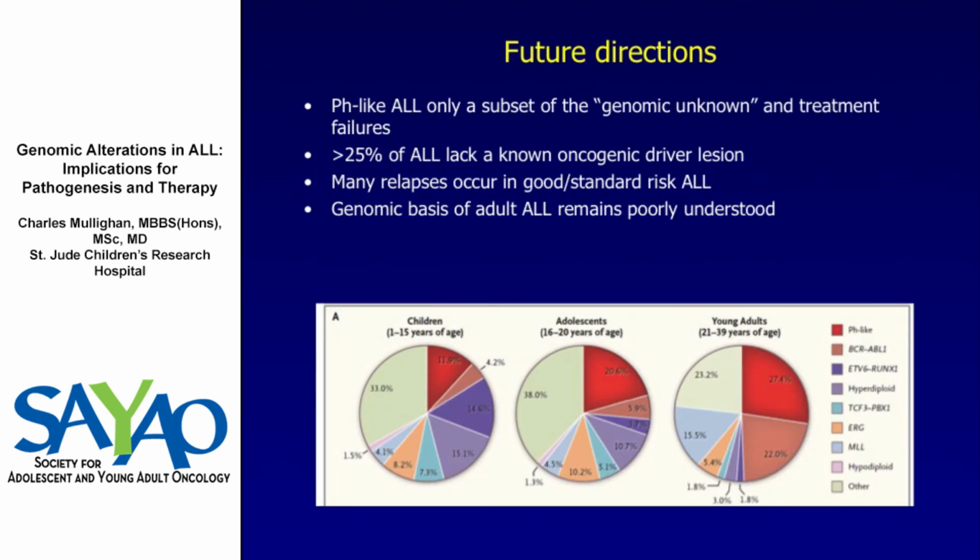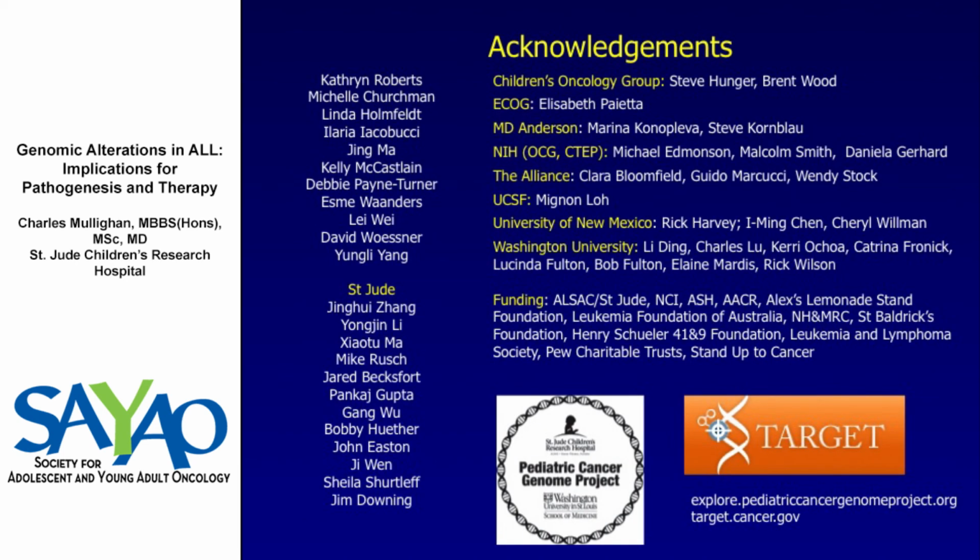And my final point is that I've spent a lot of time talking about PH-like ALL, and it's a popular area of investigation at the moment, but there's still a lot we don't know. If we look at these pie charts now of children, adolescents and young adults, we still have a lot of work to do, with up to 30% of cases, depending on age, still lacking a known genetic lesion, and many of our relapses still occur in these populations. So clearly a fertile ground for ongoing work.